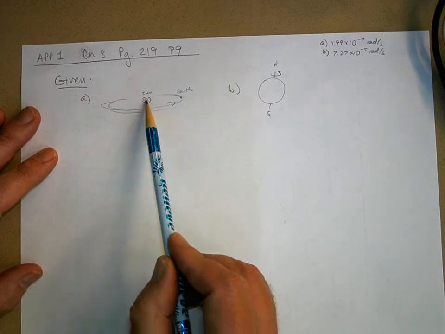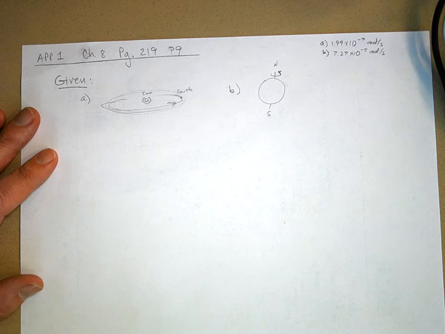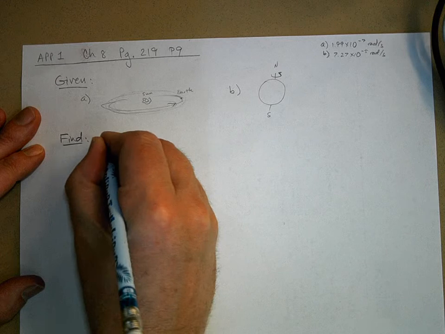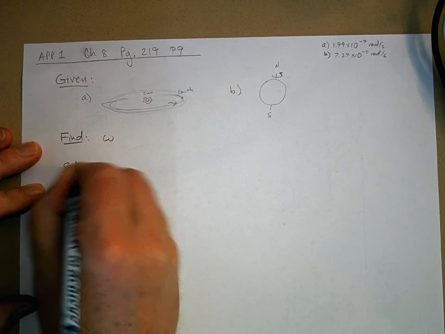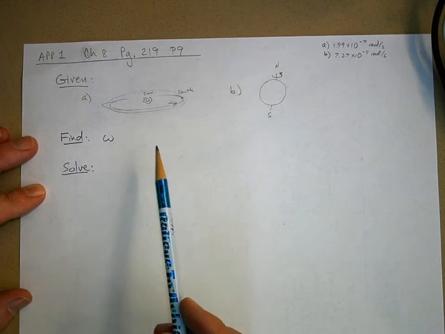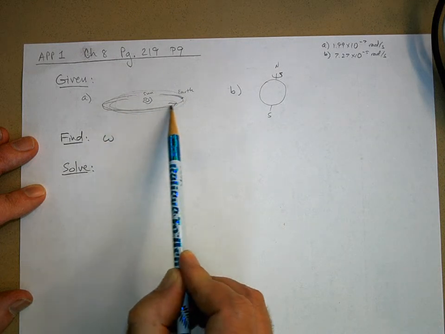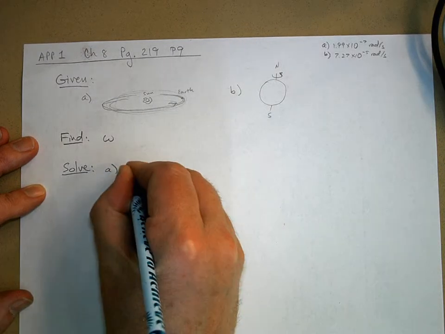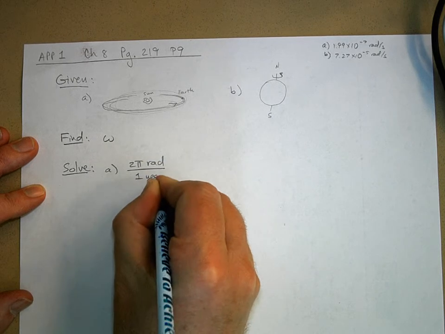So here's what's given. We have the Sun and the Earth, and it's zipping around. And then here's the Earth going around its axis. What we want to find is the angular velocity of these things. It's not that difficult to do. If you just realize that the Earth goes around once a year, for part A, it goes through 2 pi radians in 1 year.